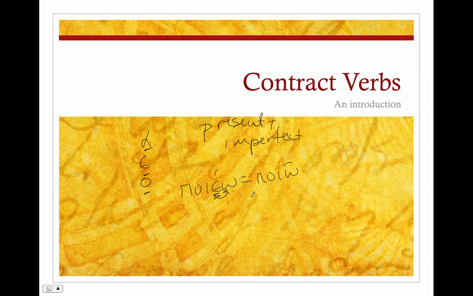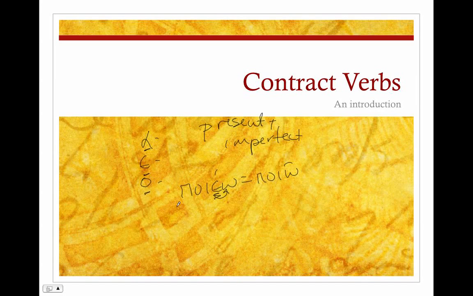And so in learning contract verbs, you're not so much learning new endings. The endings are going to be the same ones you learned for luo. Instead, what you're going to be learning is the rules as to what happens to these vowels in the stem when they encounter an ending.